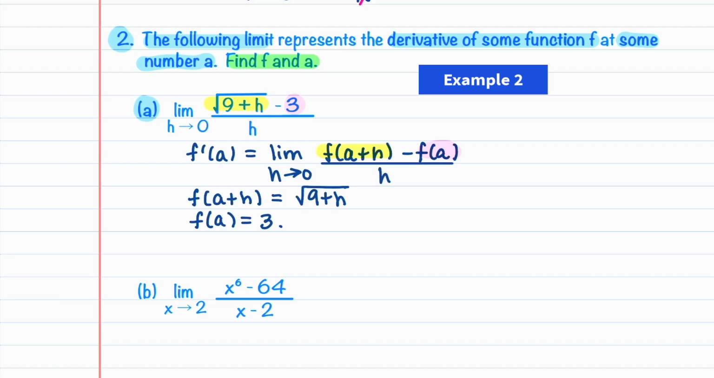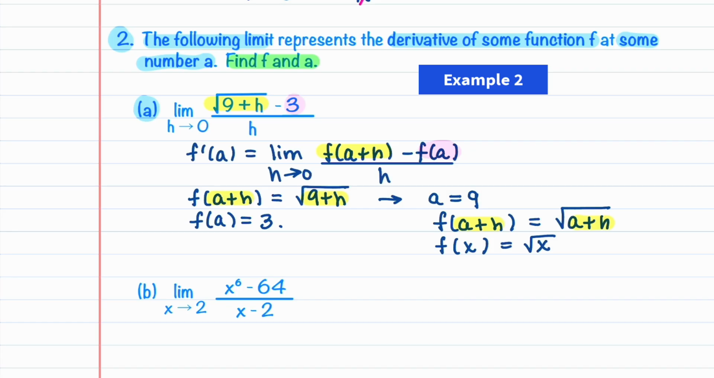With this information, we can find out what f and a are equal to. a plus h is equal to 9 plus h. So this tells us that a is equal to 9, and then f at a plus h is equal to the square root of a plus h. We want to know what f of x is. To find f of x, wherever we see an a plus h, we're going to substitute in x. So f of x is just the square root of x.